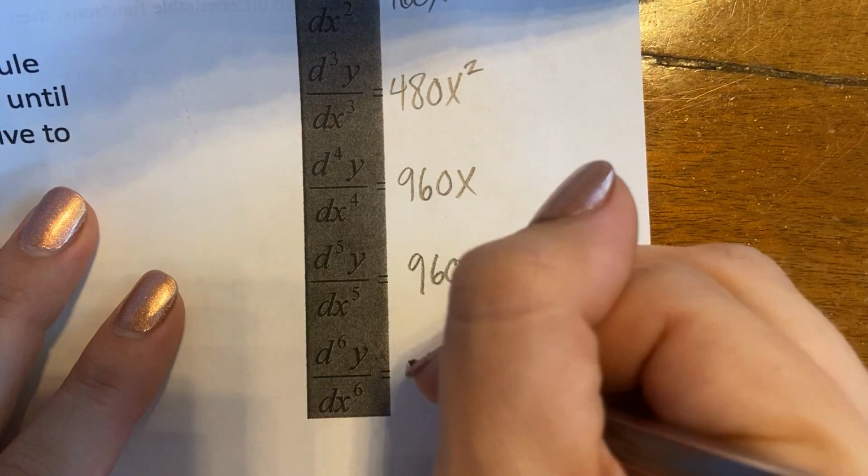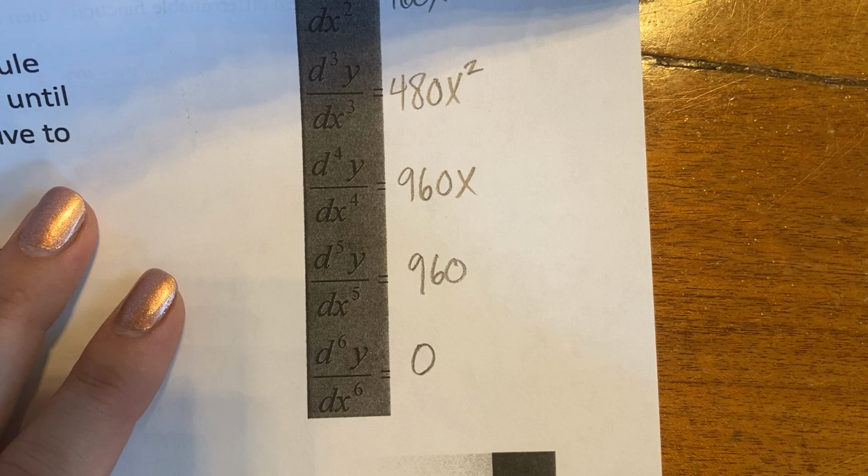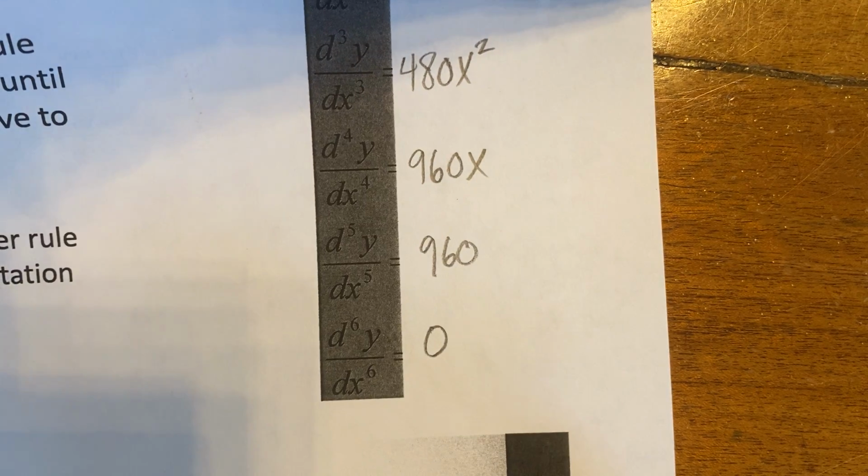The sixth derivative is 0. So the seventh derivative would be 0, eighth derivative 0. All the derivatives from here on out are 0. The 20th derivative would be 0, the 100th derivative 0, etc. Okay? All right, let's do some practice problems.